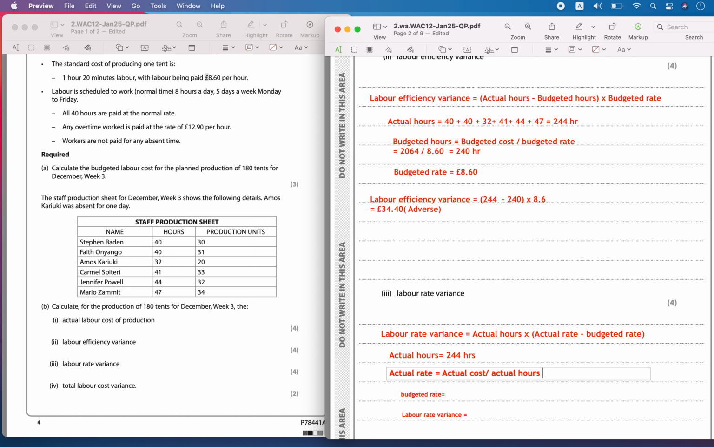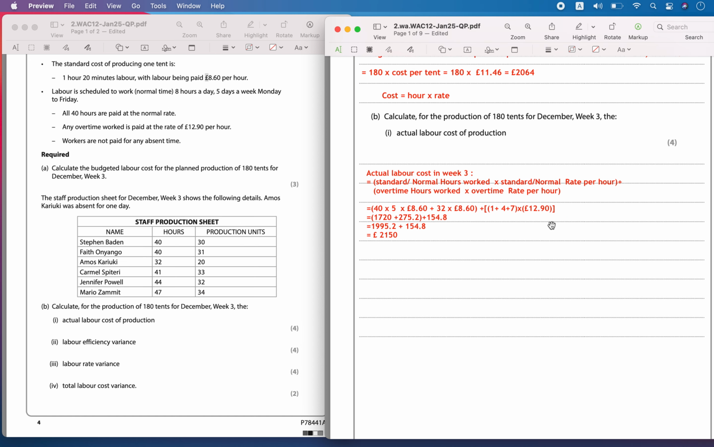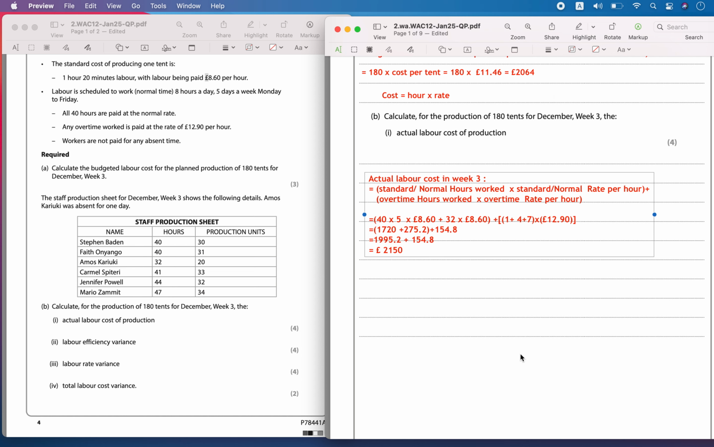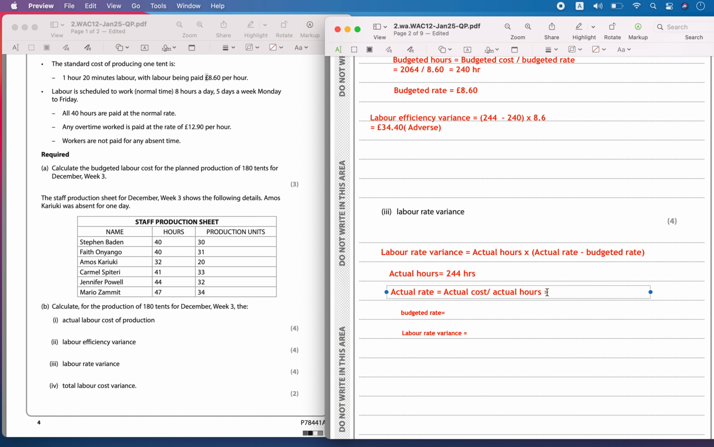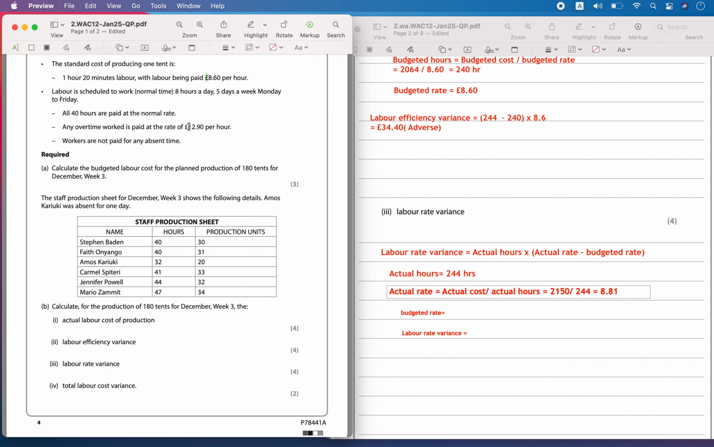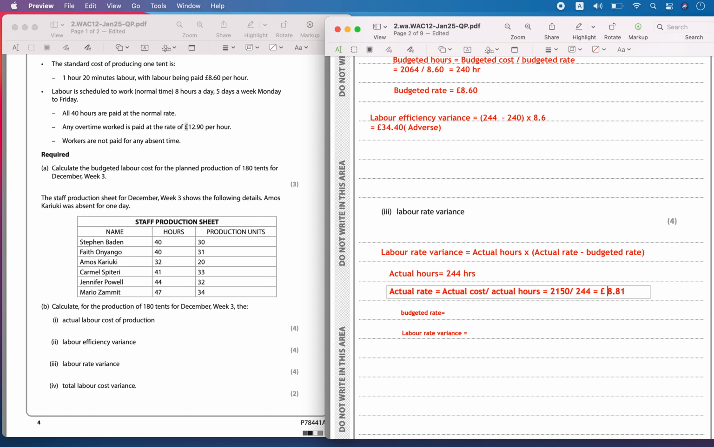Now the actual rate we have to calculate from the actual cost that was incurred. The actual cost incurred, as we calculated earlier, was 2150. So let's include that: 2150 divided by the actual hours worked, 244, is equal to 8.81. 8.81 pounds is the actual rate that has been incurred by the business.